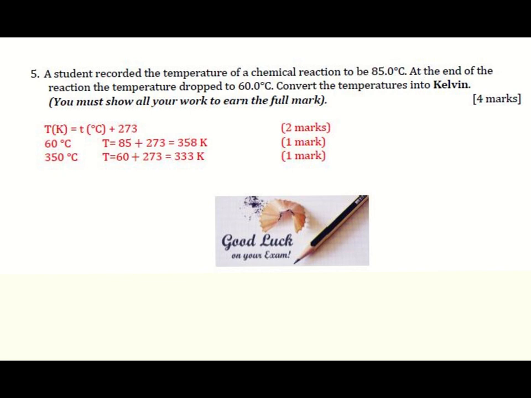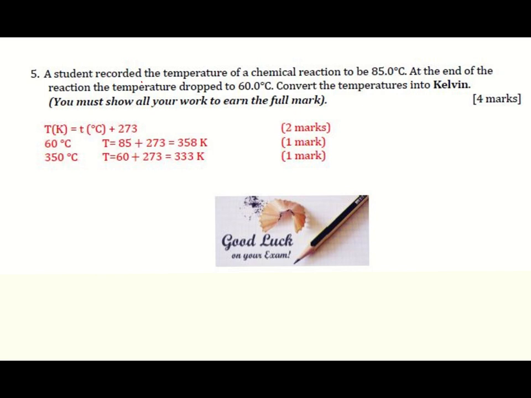A student recorded the temperature of a chemical reaction to be 85 degrees. At the end of the reaction, the temperature dropped to 60 degrees. Convert the temperature into Kelvin. So very simple, you are asked to convert both temperatures into Kelvin. First, write the formula. Kelvin temperature equals Celsius plus 273. There are 2 marks for that. Temperature in Kelvin is a capital letter. Temperature in Celsius should be written in a small letter.